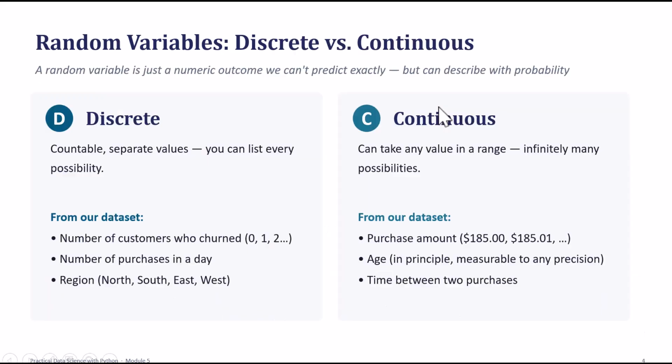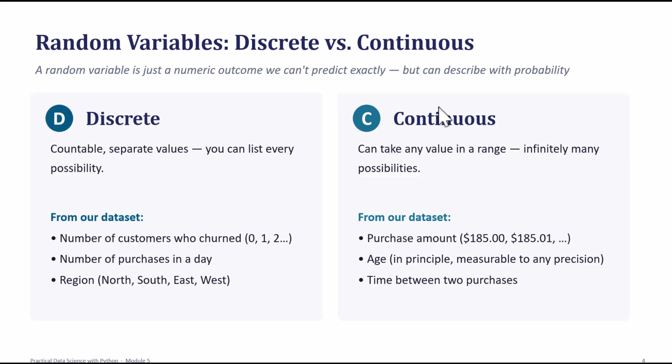That is how we move to random variables, which are discrete or continuous. A random variable is just a numerical outcome we can't predict exactly, but we can describe with probability. Discrete variables have countable, separate values, and we can list every possibility. From our data set, we have the number of customers who churn: 0, 1, 2, and so on. We have the number of purchases in a day. We have region, which is north, south, east, west.